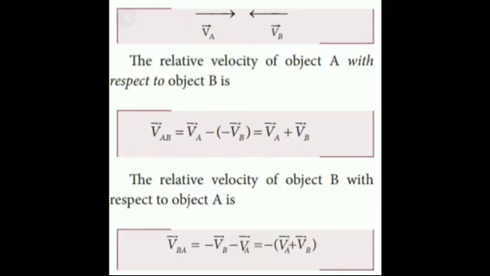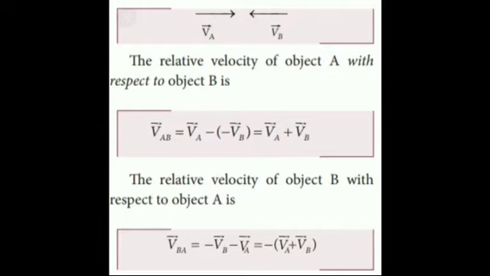Case 3. Consider the velocities vector VA and vector VB at an angle theta between their directions. The relative velocity of A with respect to B, vector VAB, is equal to vector VA minus vector VB. The magnitude VAB is equal to the square root of VA squared plus VB squared minus 2 VA VB cos theta. The angle beta is given by tan beta is equal to VB sin theta divided by VA minus VB cos theta.